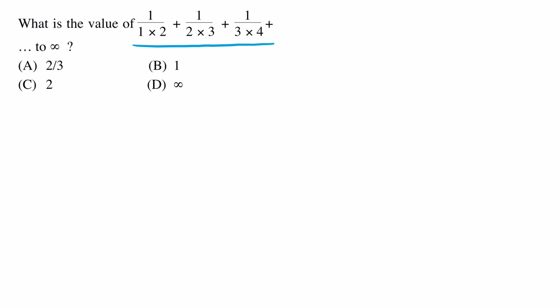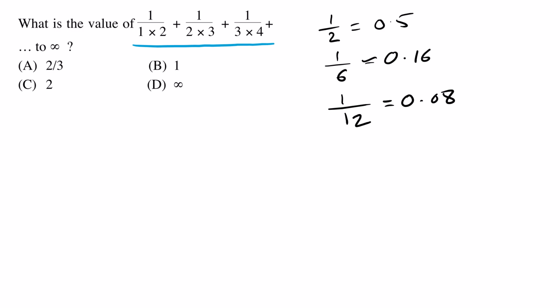Now let us first understand how to approach this problem. For example, let's say you don't know how to solve this problem. How will you proceed? First, try to get the approximate value of this number. What do I mean by that? So 1 by 1 into 2 is like half, that is 0.5. 1 by 2 into 3 is 1 by 6, that is around 0.1, something like this. And 1 by 12 will be half of this, so 0.08, something like this.